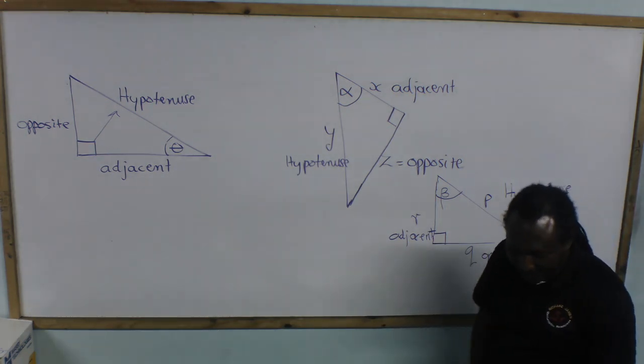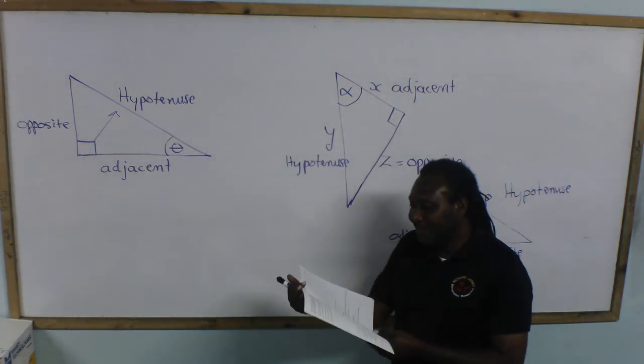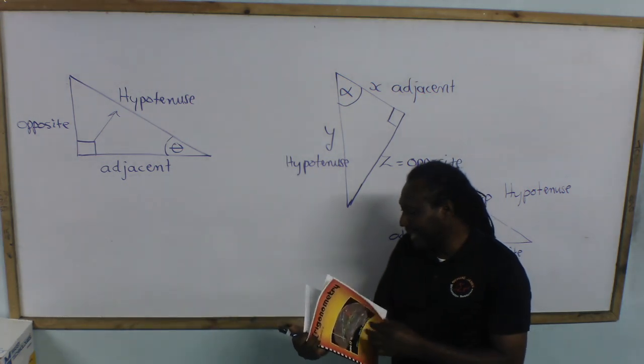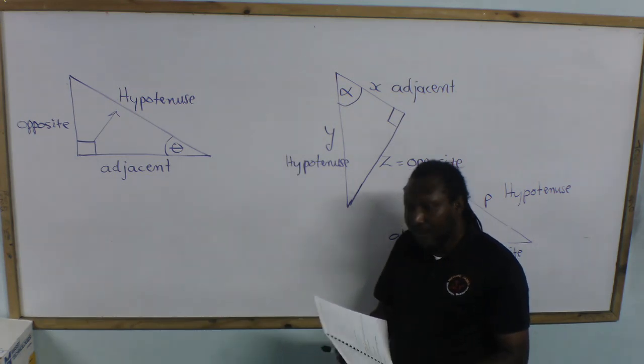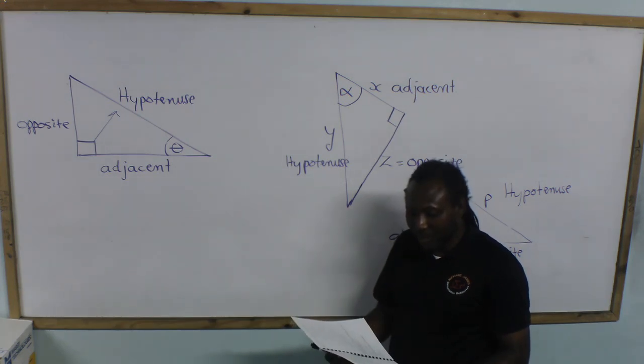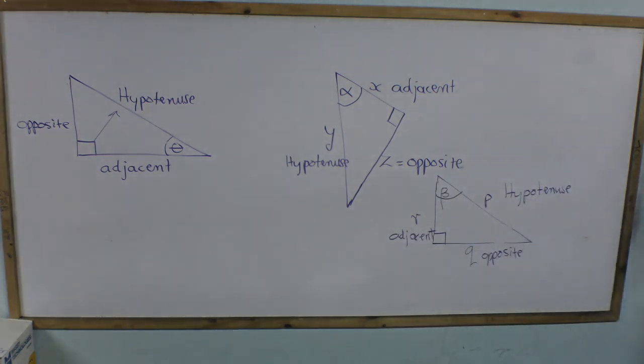Alright, so what will you do now? I can't tell you what to do. You have an exercise right here to identify the sides relative to the specified angle. Page 2, those triangles. Let's go.